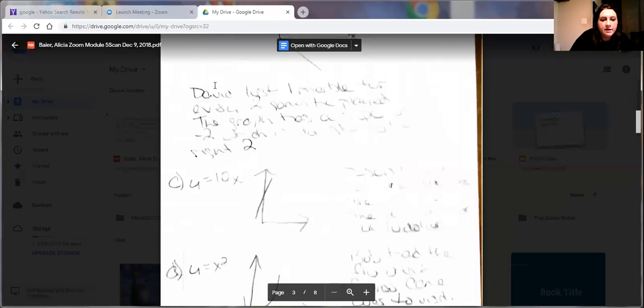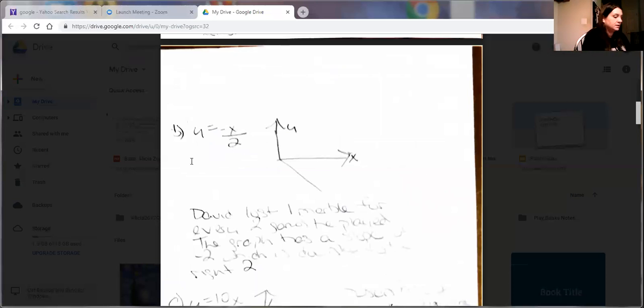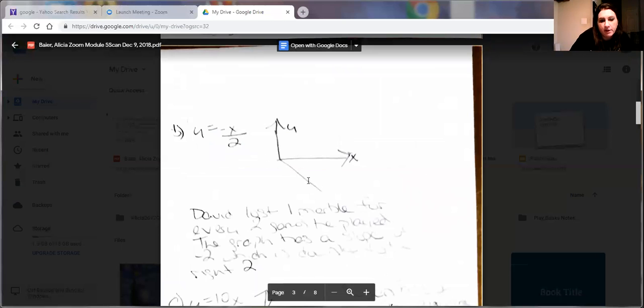On B is y equals negative x over 2. David lost 1 marble for every 2 games he played. The graph has a slope of -2, which is down and to the right 2. So here it shows how he lost 2 marbles.